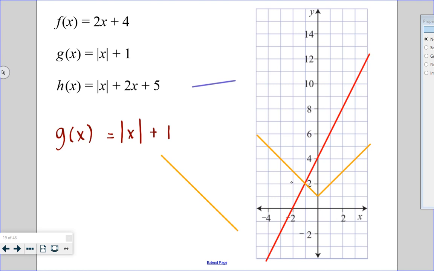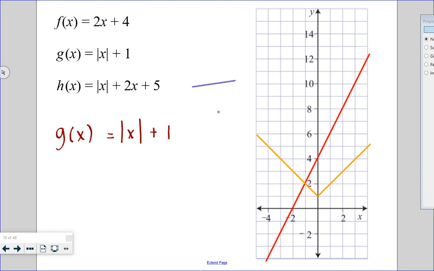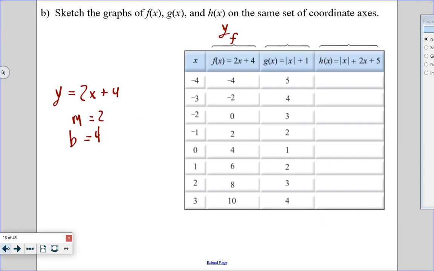I'm hesitant in labeling those graphs because I don't want to clutter up the visual. I think you can look at that and understand that the red graph, even though you didn't use red colors necessarily, is the linear function and my orangish graph is the absolute value function. So are we all settled into this? We've got this fine. Now let's go back to the table of values.